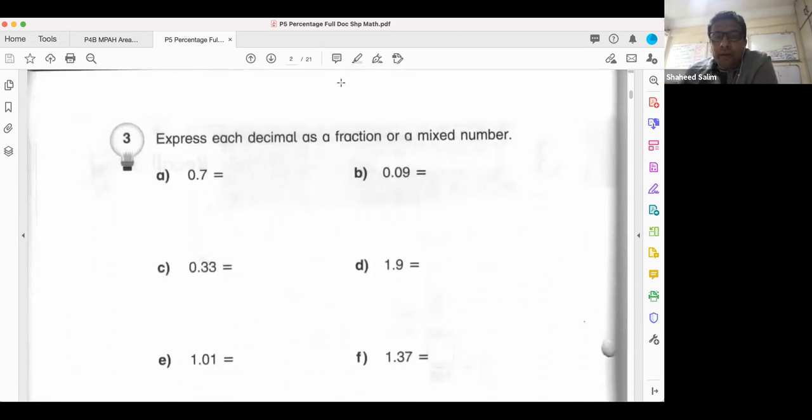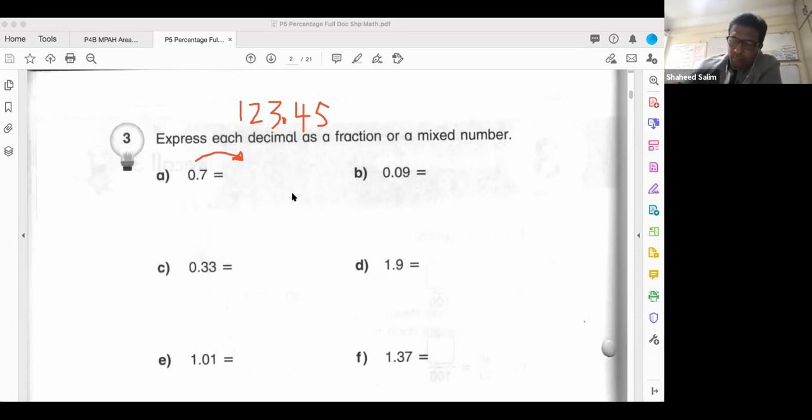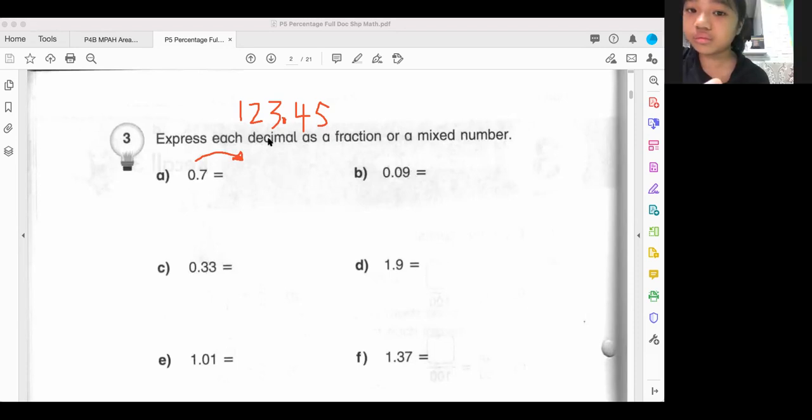So now, do you know how to change this into, let's say, a fraction? First of all, we need to identify where the ones are. I'm writing a number 123.45. Which digit is in the ones place? Is it 1, 2, 3, 4, 5? Which one? 3. Good.